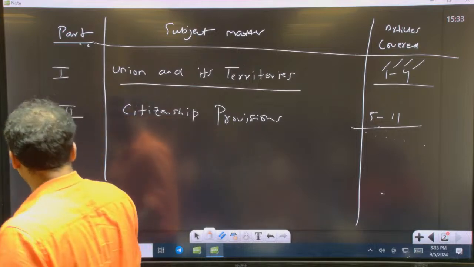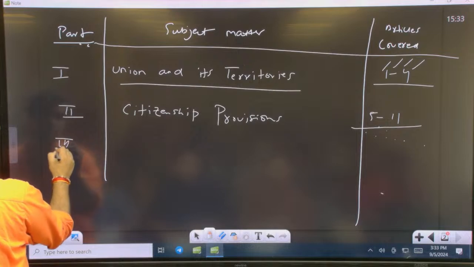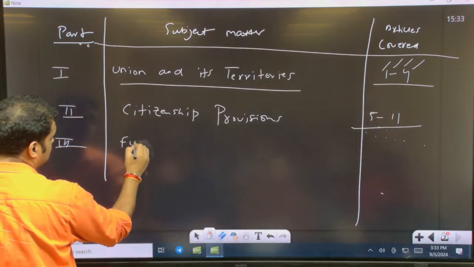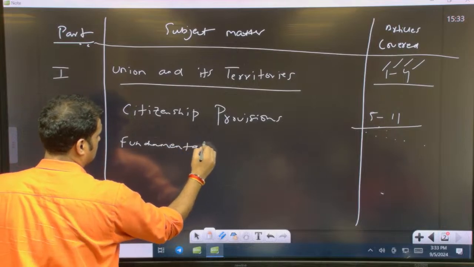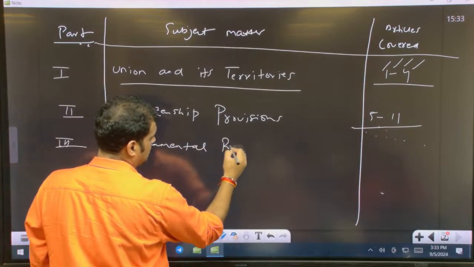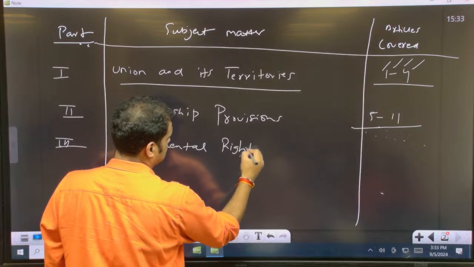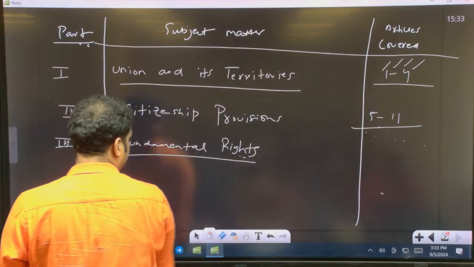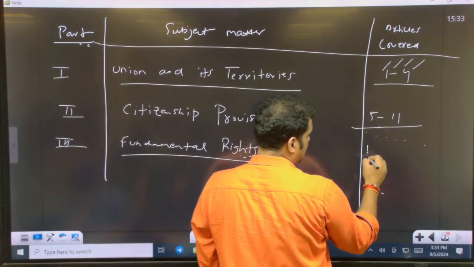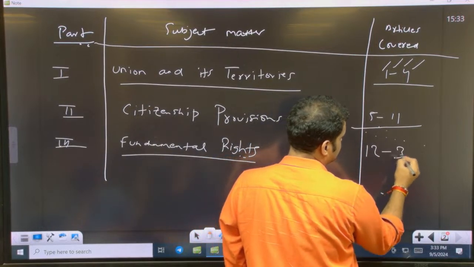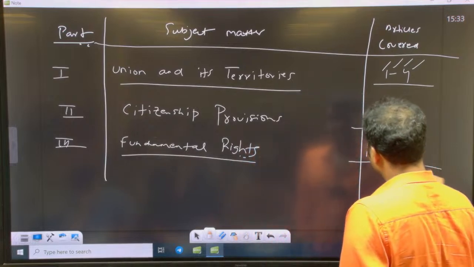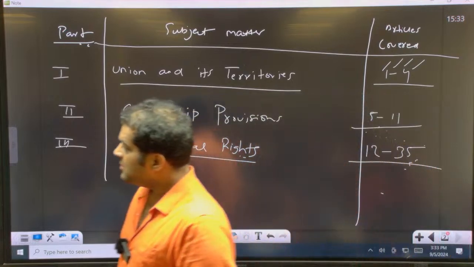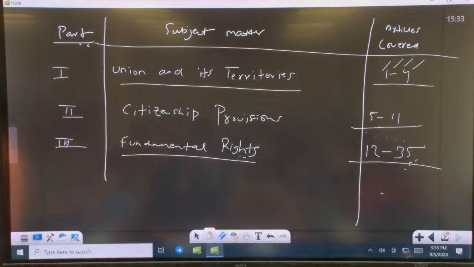All right. Now part number 3, part third. Part third, guys, deals with fundamental rights. Fundamental rights are mentioned in the Constitution from Article 12 to 35.